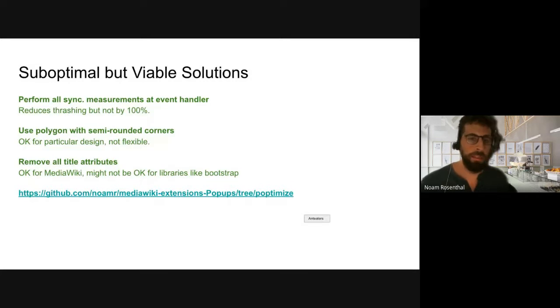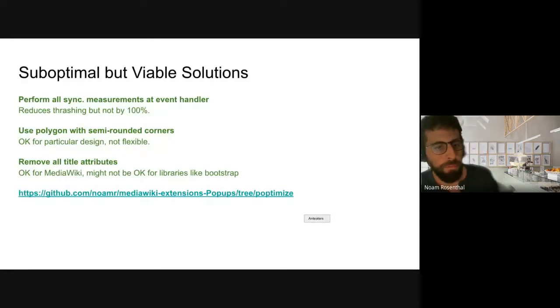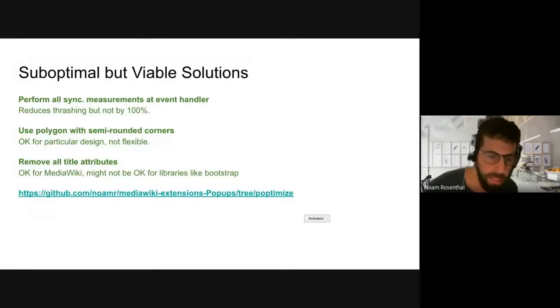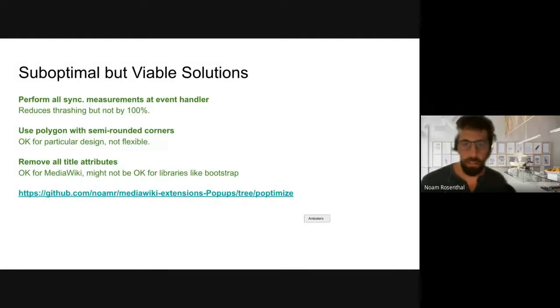I'm using a polygon with semi-rounded corners, which works for this UI, but if the Wikipedia designer would want to do a rounder rectangle, they wouldn't be able to use this solution. And currently, when the popups extension initializes, it just removes all the title attributes so that they don't have to be removed on hover. You can see all those optimizations in this link. Also, there's going to be a blog post about all this pretty soon. There's still an anti-iter tooltip that was left in the previous slide. But you can see all the code and what I did there.